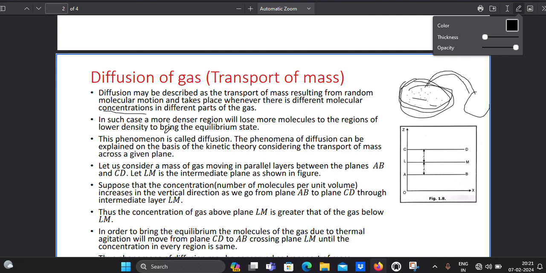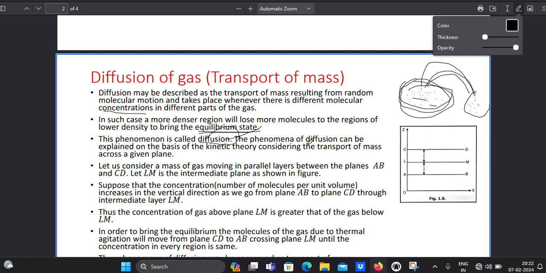So why do they move? To bring them to an equilibrium state. Equilibrium state means that however many molecules are present here, the same number of molecules are also present here, so they become the same in number. Same in number means they come under the equilibrium state. This phenomenon is called diffusion. When the molecules move from a high density region to a low density region, such a process is called a diffusion process.